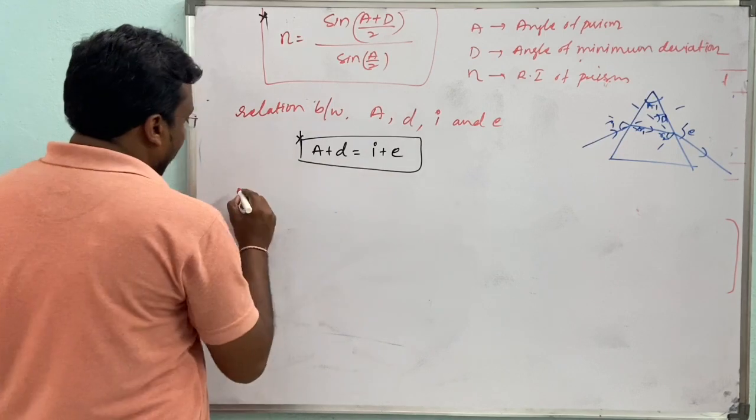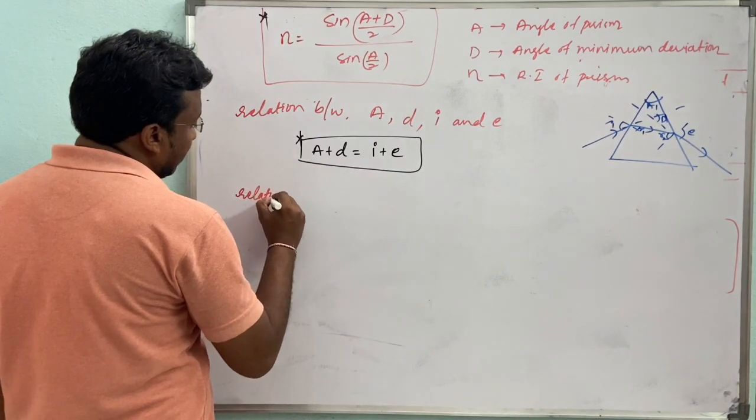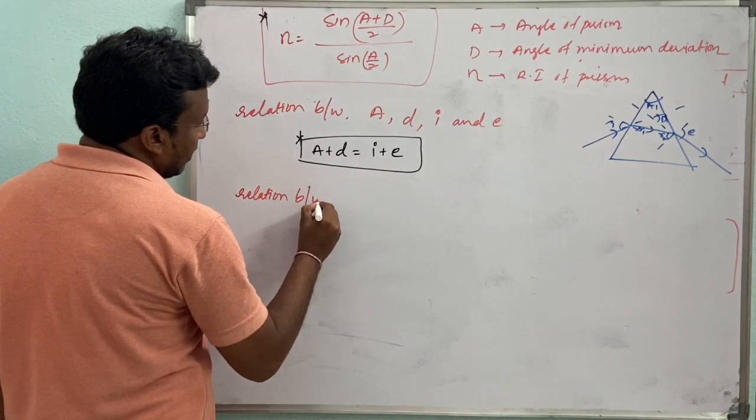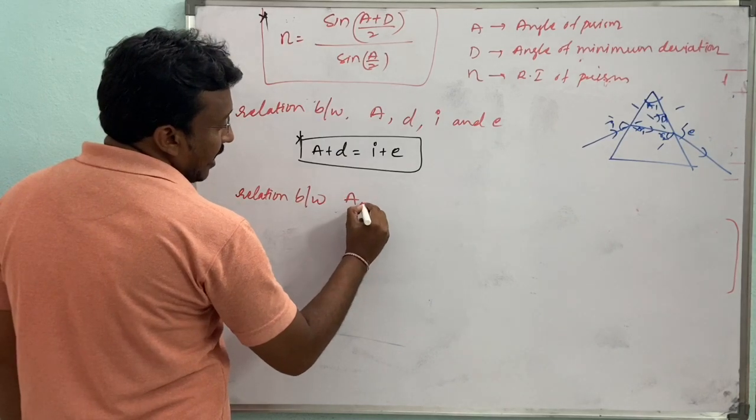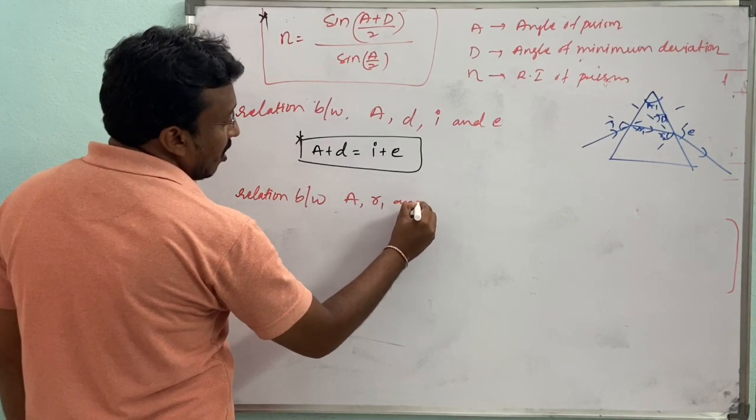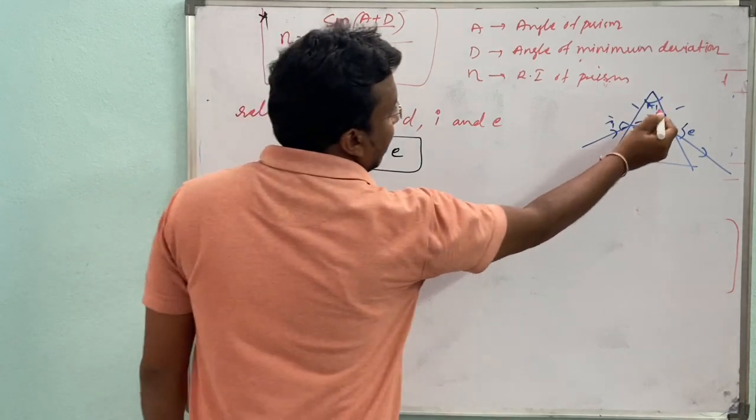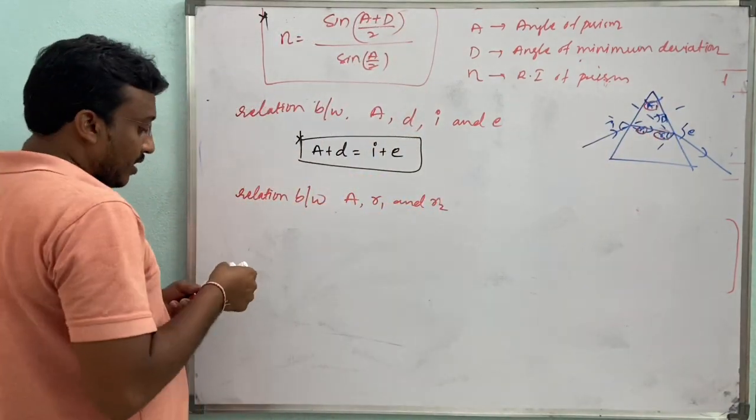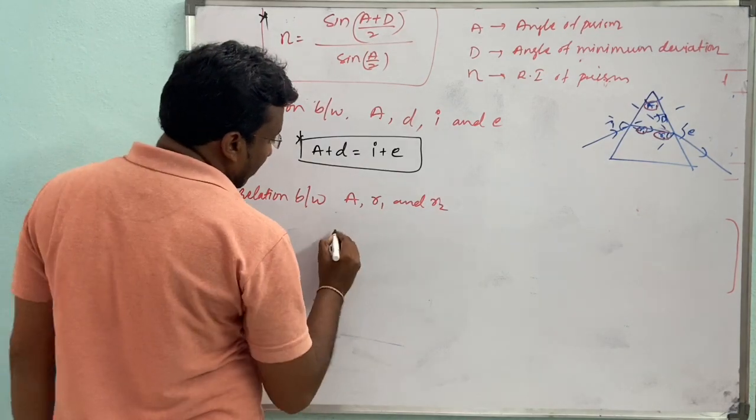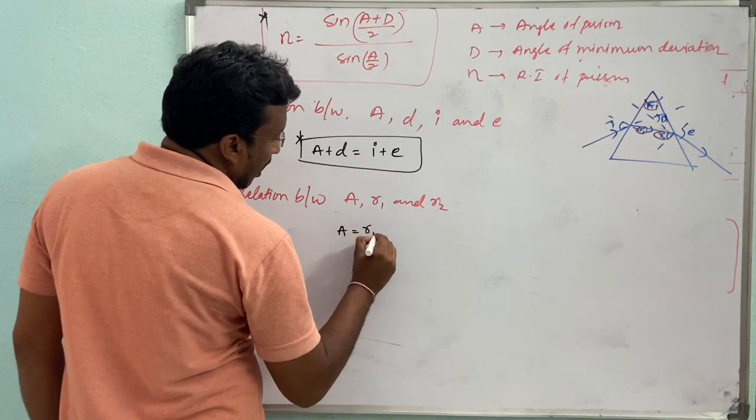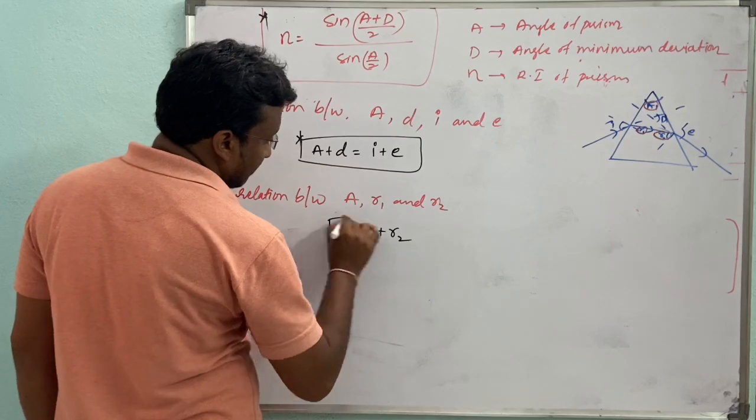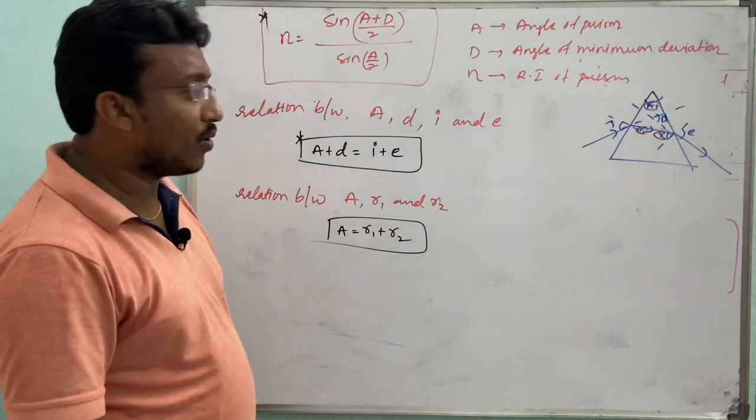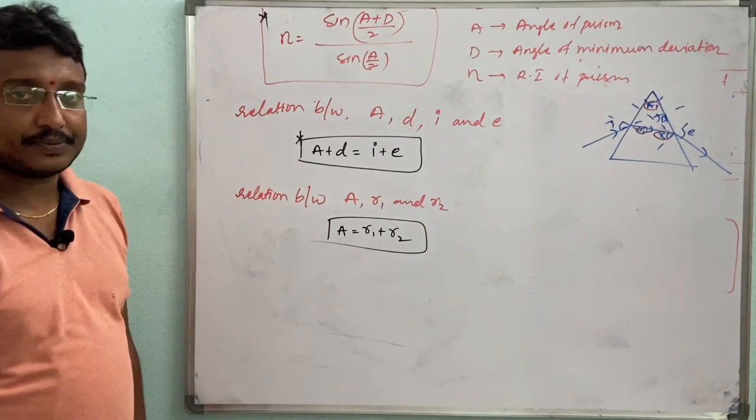Here, the relation between A, R1 and R2, between here and here and here. This is also an important one. Based on this also you will get questions: A equal to R1 plus R2.